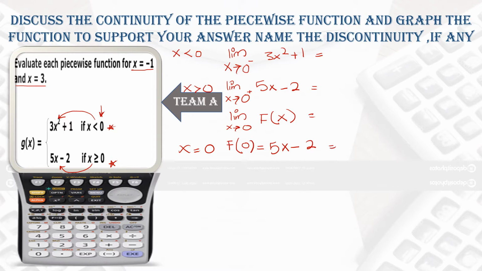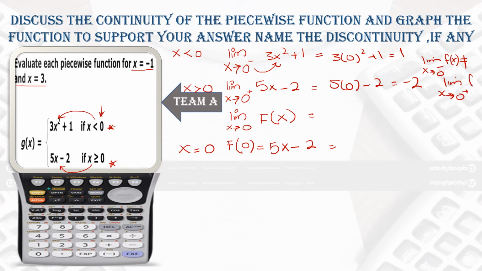So one by one, all of them are polynomial equations. Just substitute x by 0. It means apply the limit. So 3 times 0 squared plus 1 equals 1. And 5 times 0 minus 2, the answer is -2. You can see that the limit as x approaches 0 from the left side is not equal to the limit as x approaches 0 from the right side, because their values are not the same. So you can write that from both sides the limit does not exist.